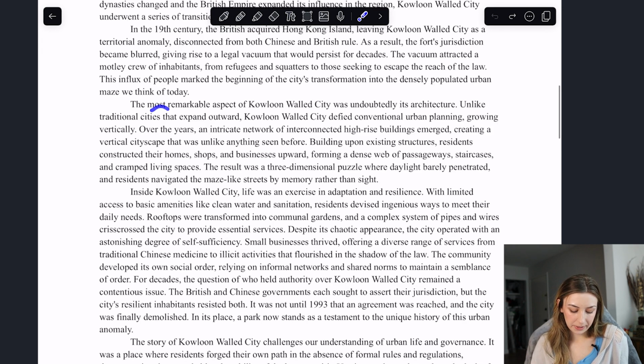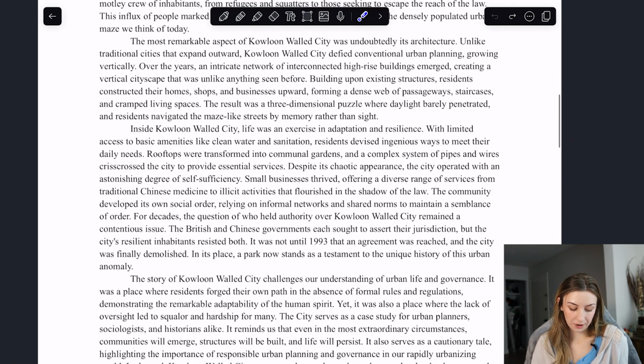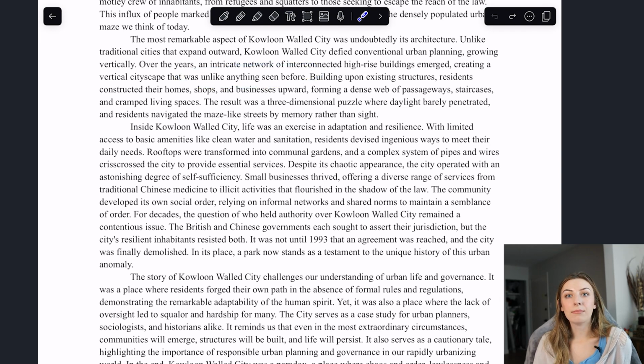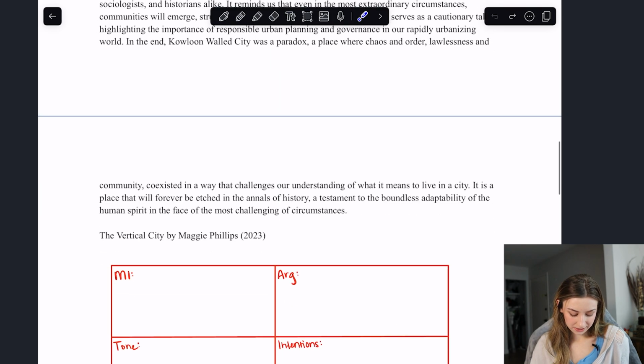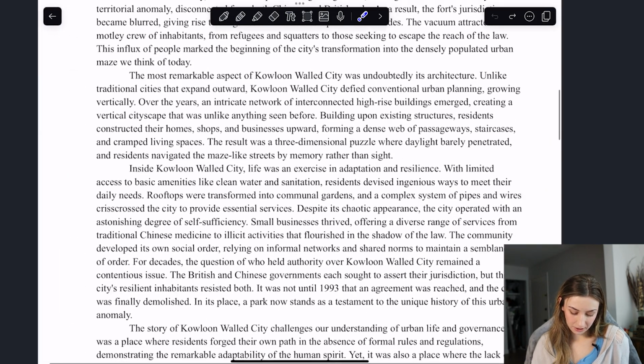The most remarkable aspect of Kowloon Walled City was undoubtedly its architecture. New argument here. New idea. Unlike traditional cities that expand outward, Kowloon Walled City defied conventional urban planning, growing vertically. Over the years, an intricate network of interconnected high-rise buildings emerged, creating a vertical cityscape that was unlike anything seen before. Unlike anything seen before. More tone, right? This author is awestruck. Who was this author? Wow, they're awestruck.